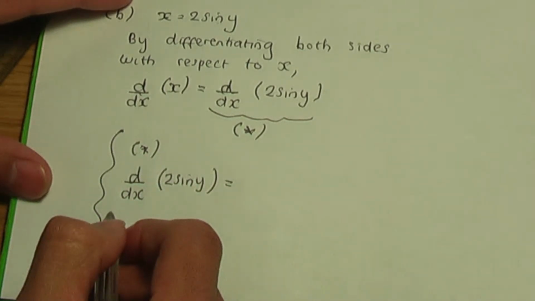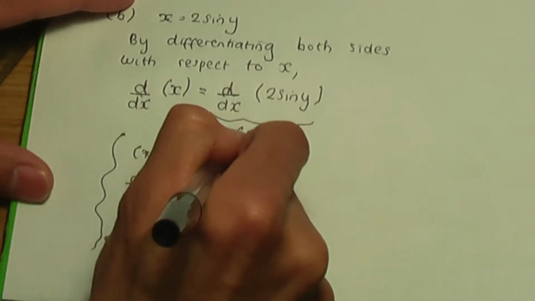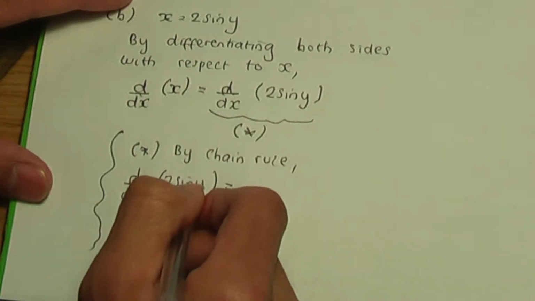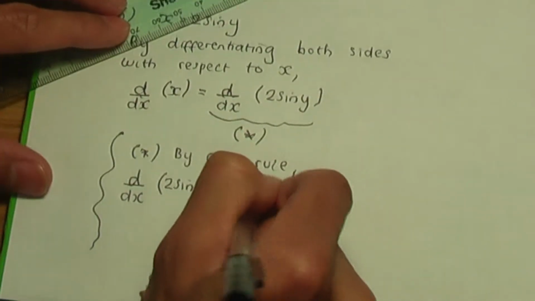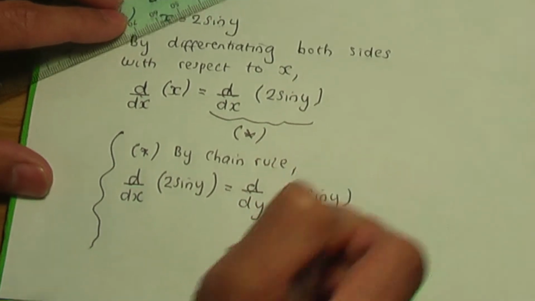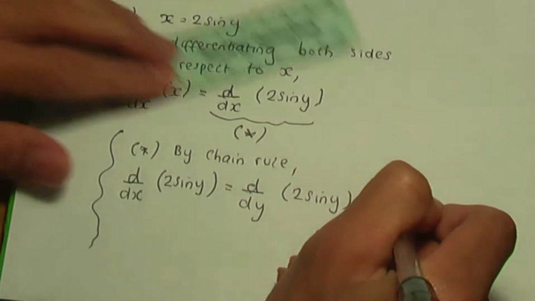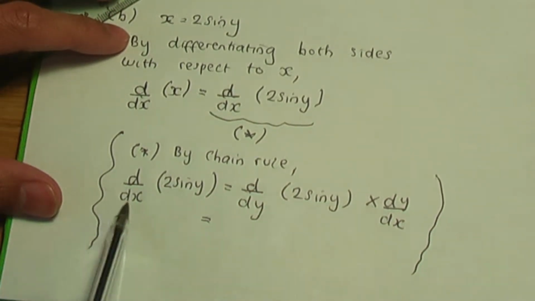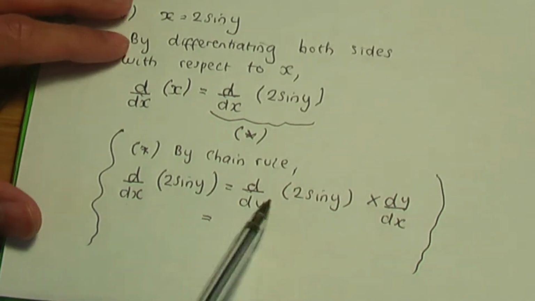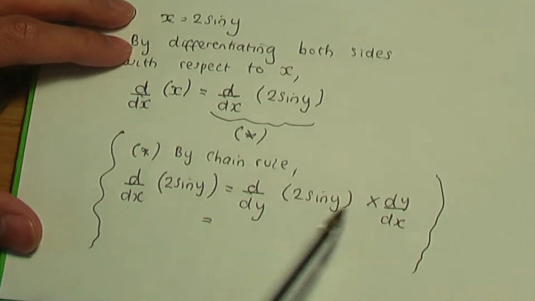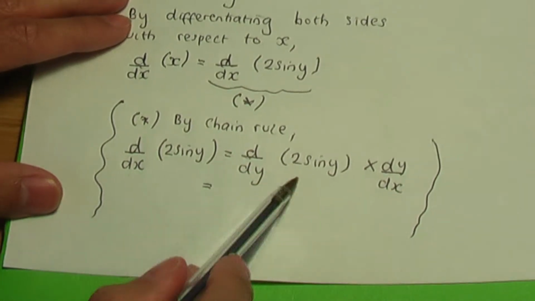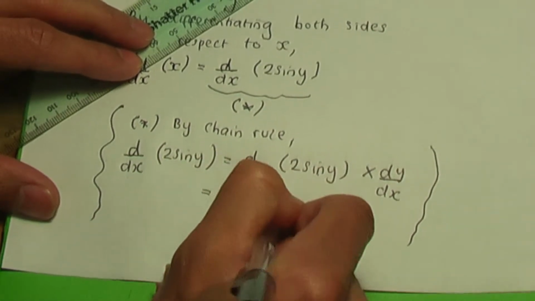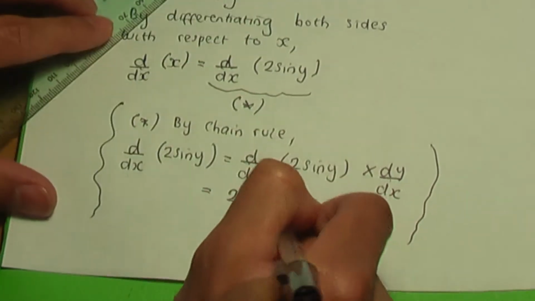To differentiate a y term with respect to x, we need to use the chain rule. By the chain rule, for a y term only with respect to x, we differentiate the y term only, which is 2 sine y, with respect to y, and then we multiply that by dy over dx. So remember the process: differentiate the y term only with respect to y and then multiply by dy over dx. Now when you differentiate sine y with respect to y, you get cos y. So we're going to have 2 cos y times dy over dx.